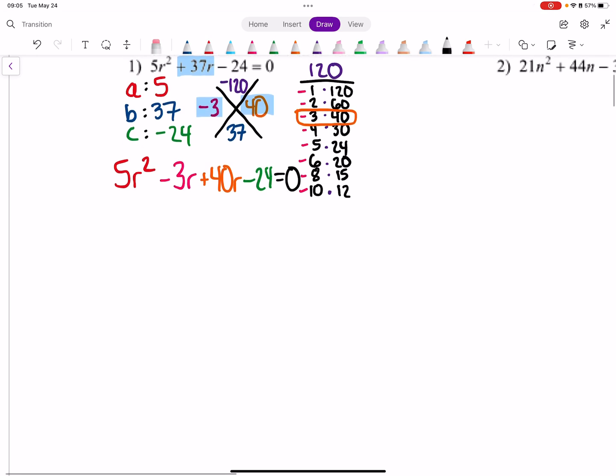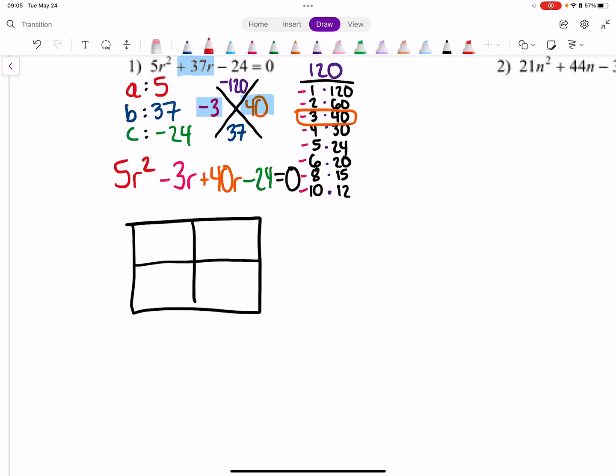So now I'm going to take that information there and plug it into my 2x2 box. I'm just going to work in order. So the first term goes in the first box, the last term goes in the last box, and then I can split up the middle two however I want.